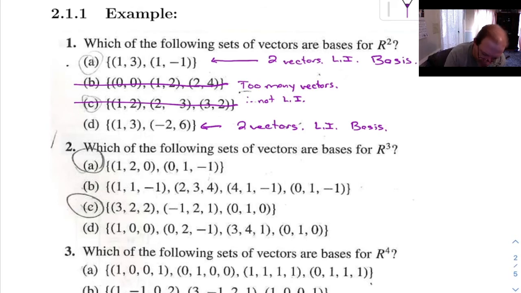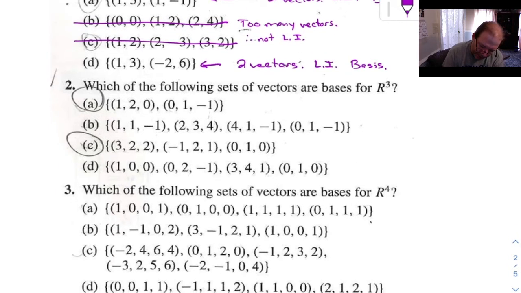Okay, let's go to problem 2 here. Which of these sets of vectors are bases for R3? In order to be a basis, it has to have exactly 3 vectors for R3. So we can throw this one out. Now, the problem with that one technically is it doesn't have enough vectors, and therefore it can't span all of R3.